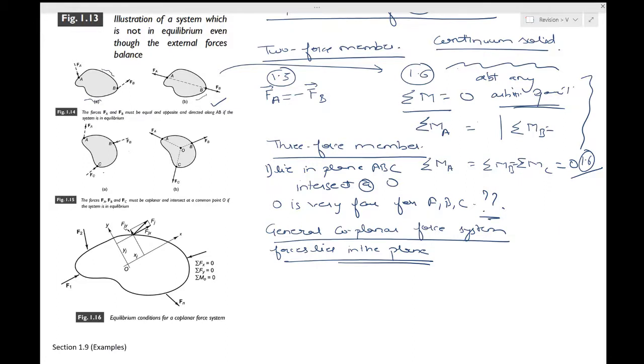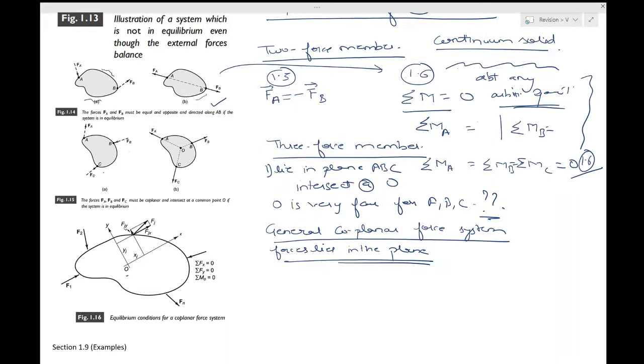There are no force components lying perpendicular to the plane, and if moments are taken about a point O lying in the plane, so this is the point O lying in the plane, the only moment component will be perpendicular to the plane. This leaves only 3 independent scalar conditions of equilibrium for two-dimensional problems.